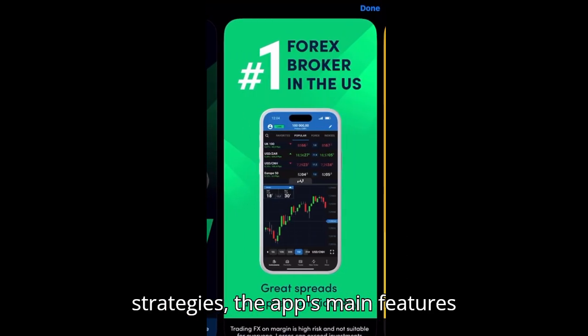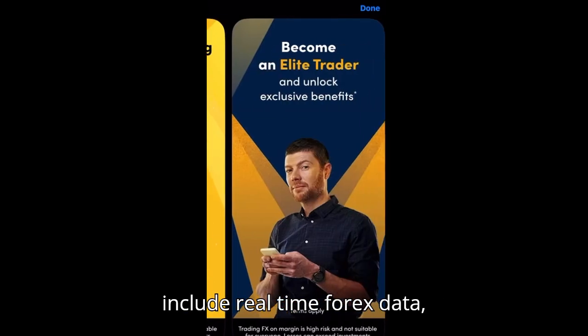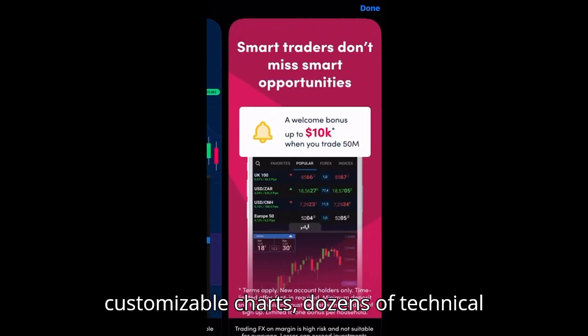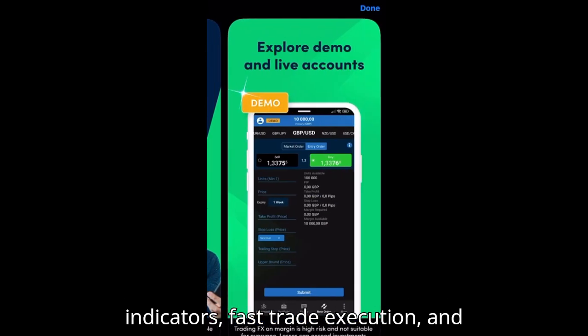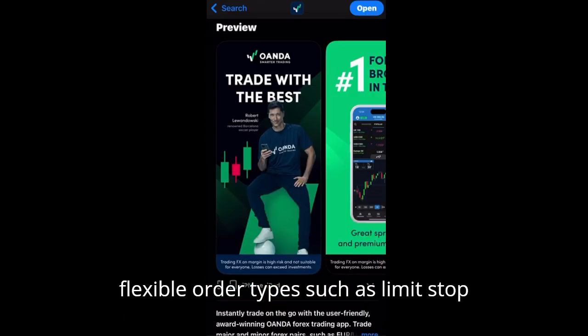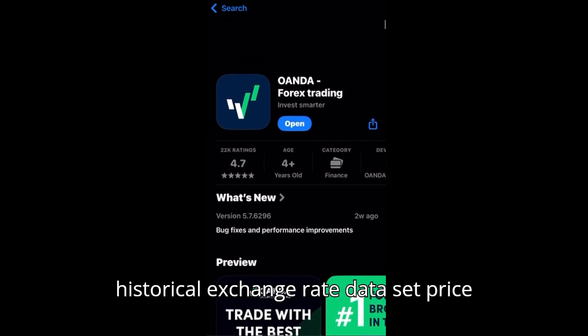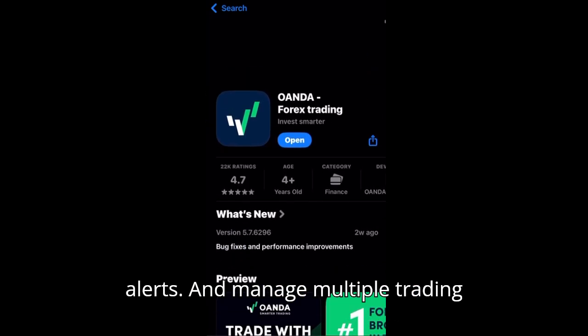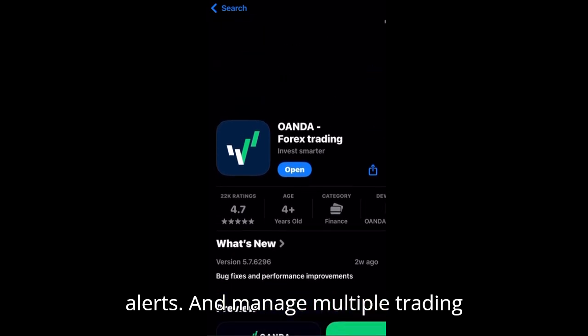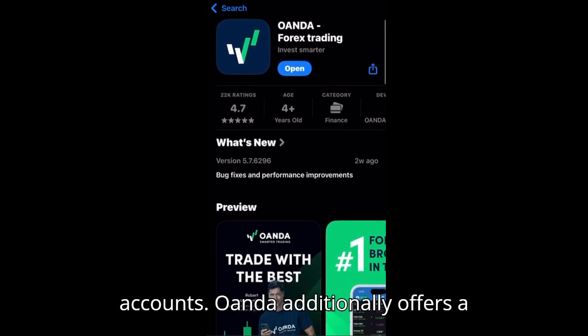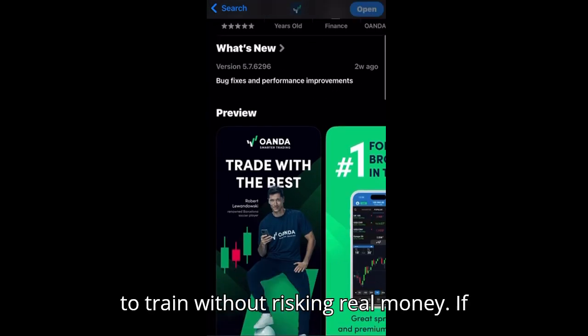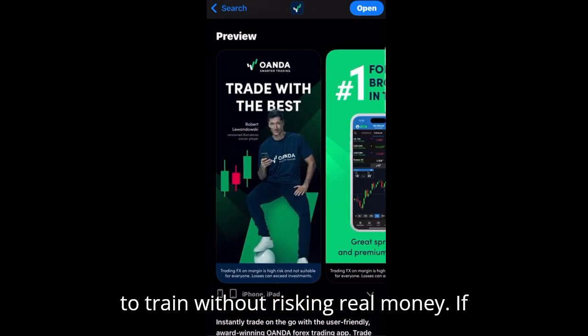The app's main features include real-time Forex data, customizable charts, dozens of technical indicators, fast trade execution, and flexible order types such as limit, stop, and trailing stops. Users can also access historical exchange rate data, set price alerts, and manage multiple trading accounts. Oanda additionally offers a practice demo account, allowing beginners to train without risking real money.